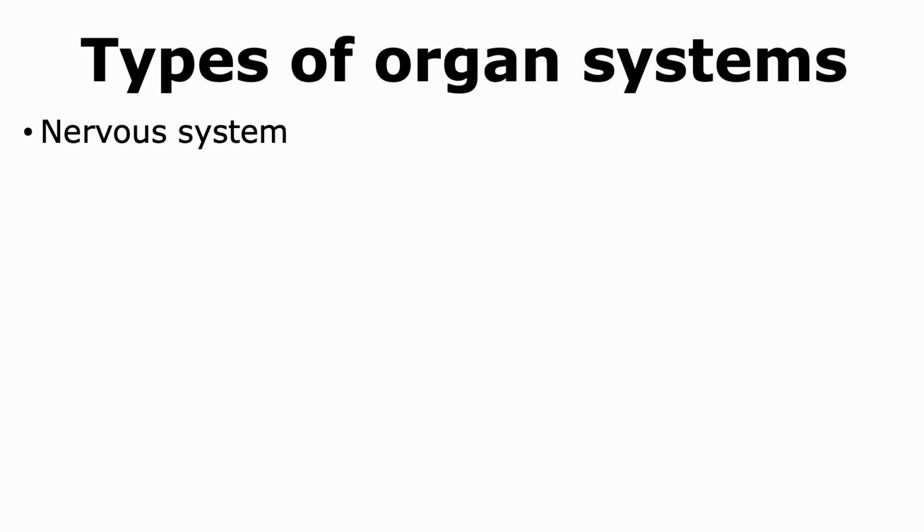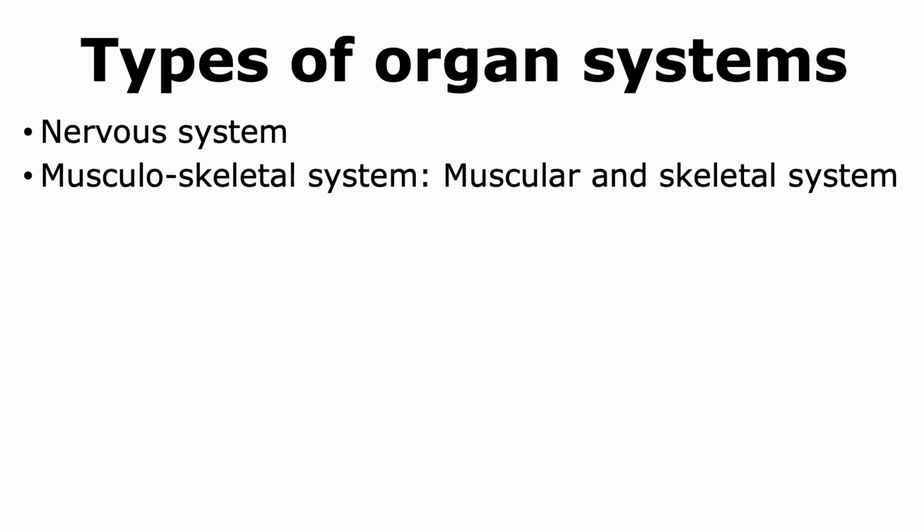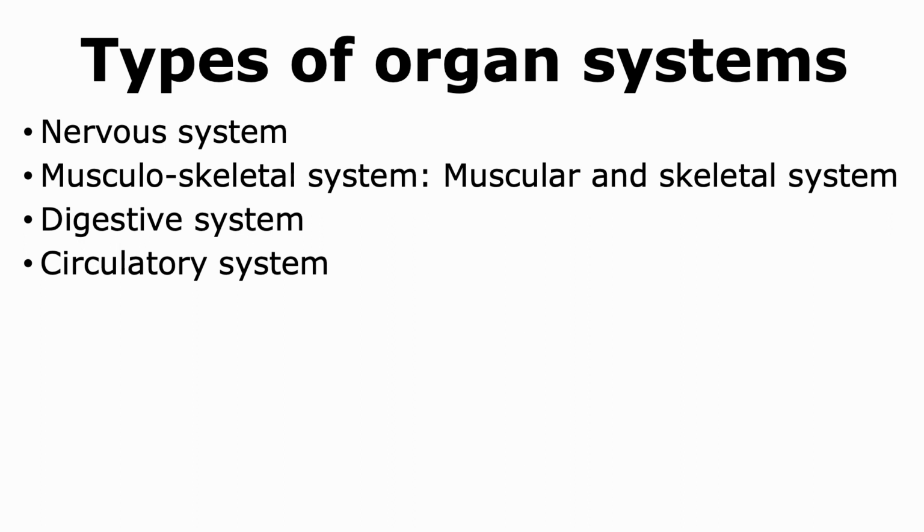Some of the organ systems present in animals are the nervous system, which allows the animals to perceive their environment and respond to it. The musculo-skeletal system, which is a combination of the muscular system and the skeletal system, which promotes movement in animals. The digestive system, which enables animals to obtain nutrition. The circulatory system, that is able to transport different types of substances to the different parts of the animal body. The respiratory system that promotes gaseous exchange.